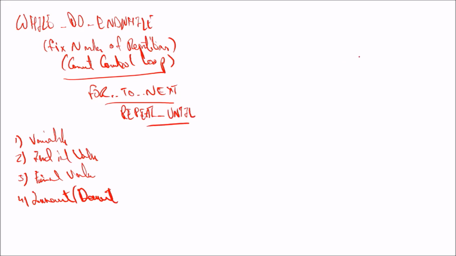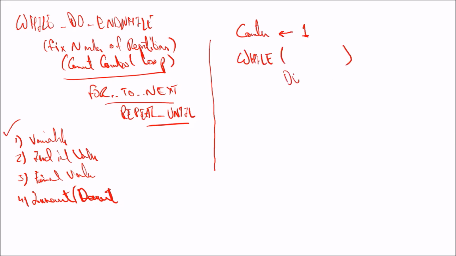Now, how to work with while to end while? Same 4 things. First, we need a variable. First thing, let's say counter, and counter is assigned a value 1. Second, you have to start with while. You have to go do the condition and do. Now, condition should be true to get inside the loop, and we have to write end while.